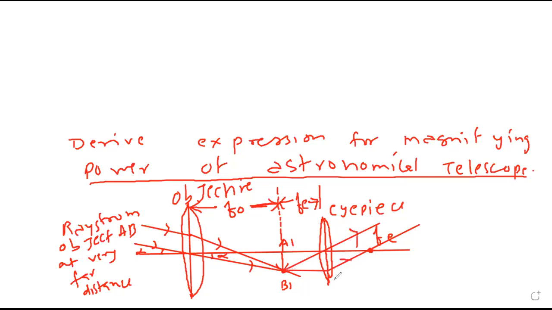That means when the rays are extended backward, they will be parallel only, they will not meet at a point. That means the final image is at infinity. The angle subtended is beta. Please draw the diagram.